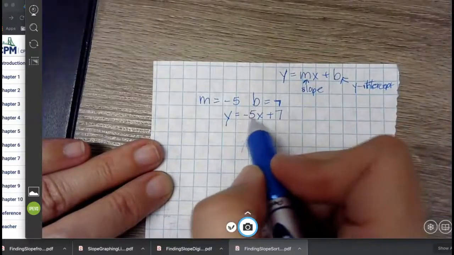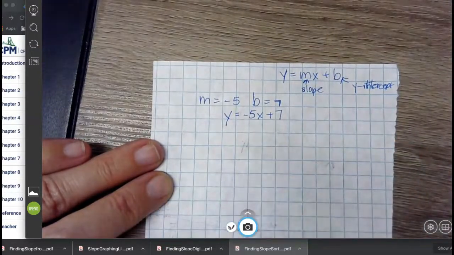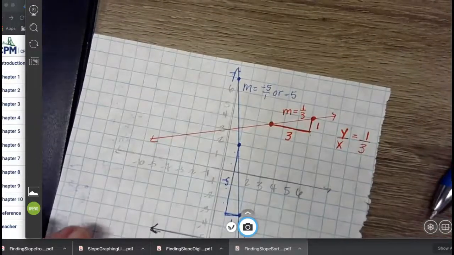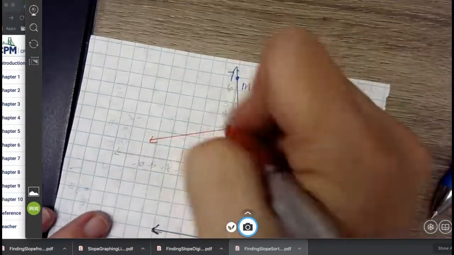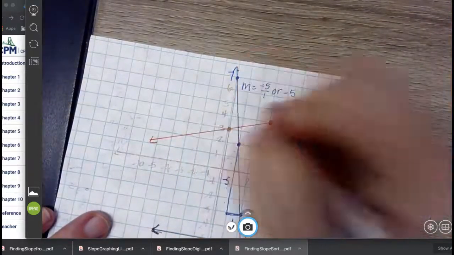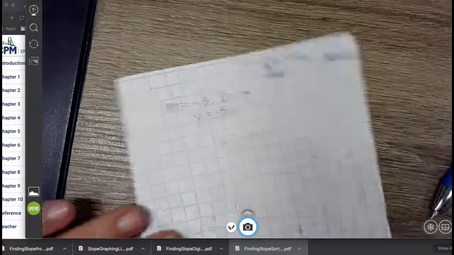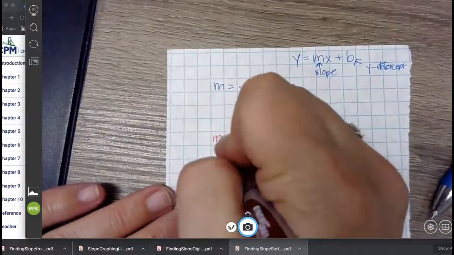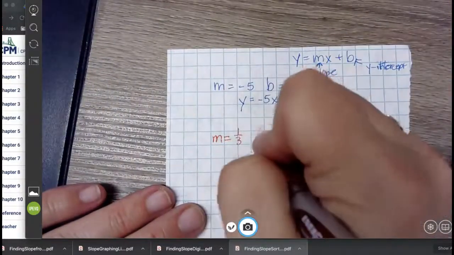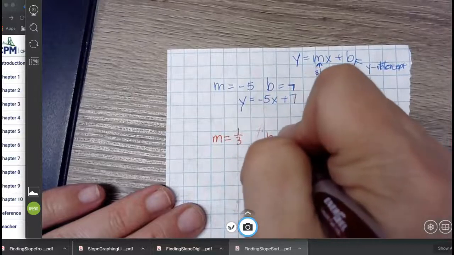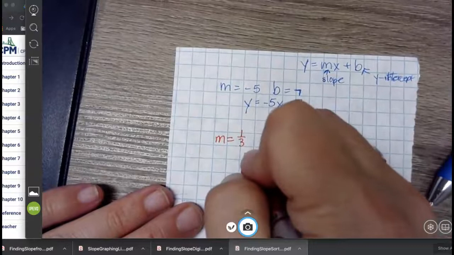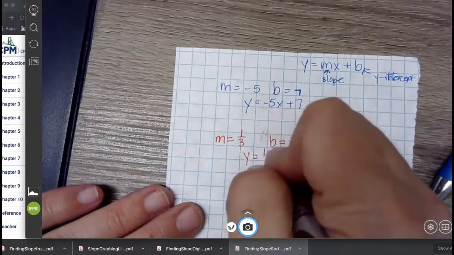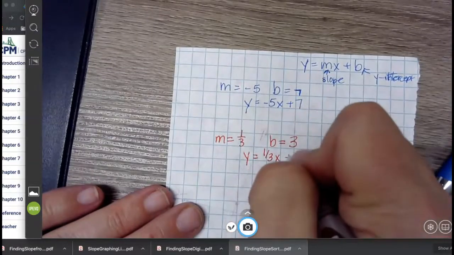This negative 5 tells me that the line is going to go down. If I look at my red line, I've already found the slope, and then I'm going to look where it intersects the y-axis, which is (0, 3). So for my red line, my slope was 1/3, and my b, or my beginning, my y-intercept, was 3. So the rule that I would write for that is y equals 1/3 x plus 3.